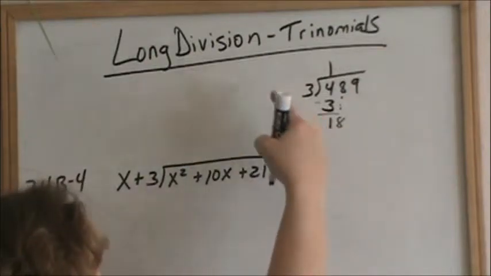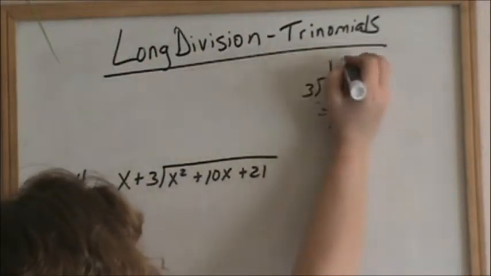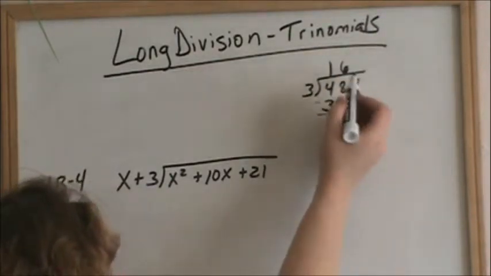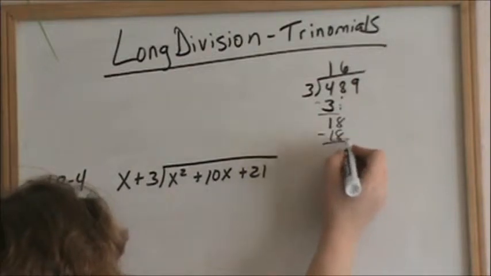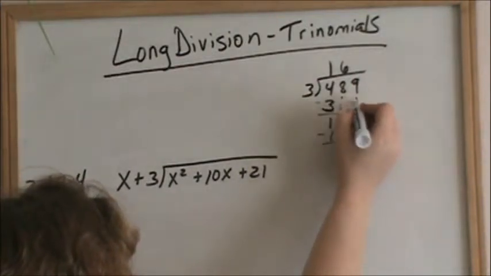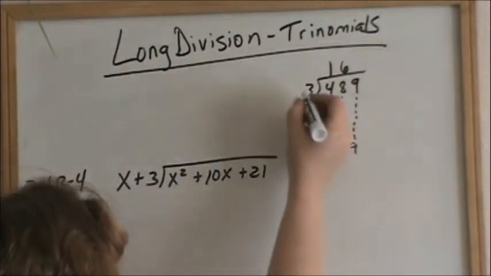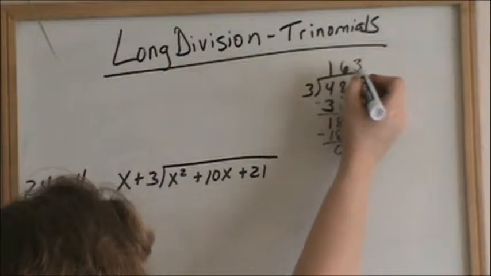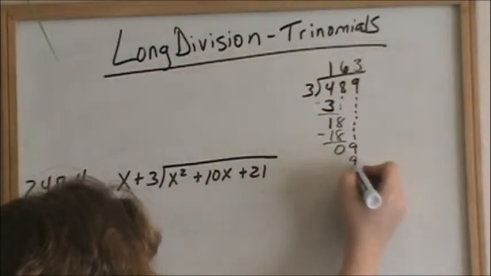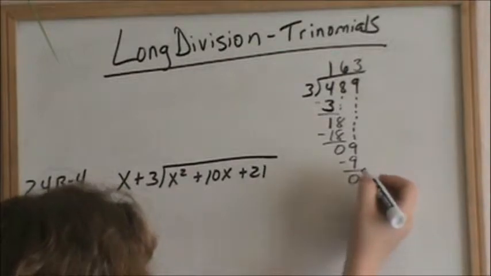Went through the whole process all over again. We divided. 3 goes into 18 6 times. Then we multiplied. 6 times 3, 18. Then we subtracted, 0. Then we brought 1 down. Then we did it all over again. Divide. 3 goes into 9, 3 times. Now we multiply. 3 times 3 is 9. Now we subtract, and we have no remainder.